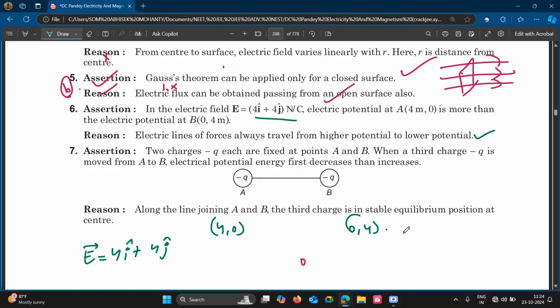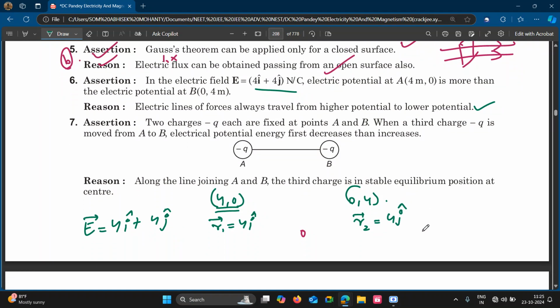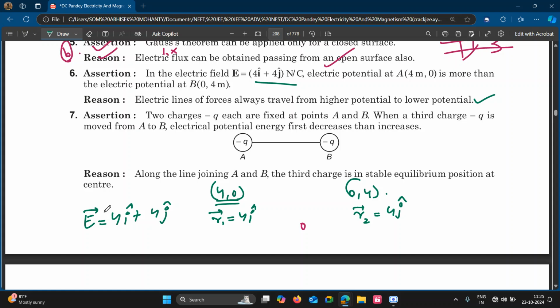Okay. So simple. At 40, the position vector is 4 i cap. At this point, suppose r1. This point, the position vector is 4 j cap. So if I calculate the potential for this point, V is equal to V naught minus E dot dr. So minus E dot dr is how much? 16 only. Minus 16. So this is V.